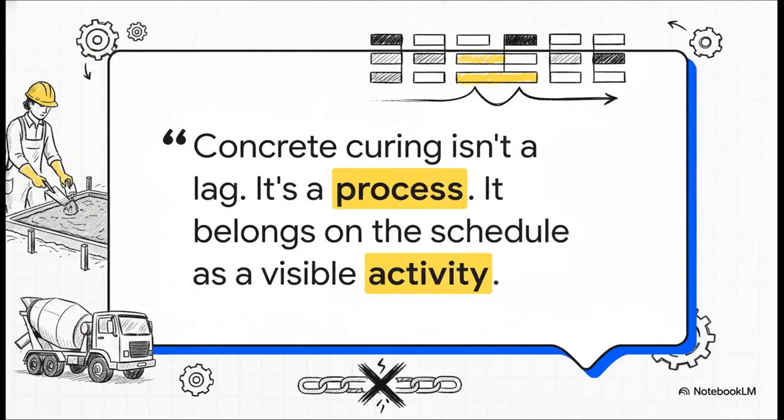And this quote just nails it. Think about it. You pour concrete, and then it needs to cure for, let's say, 7 days. That 7-day cure time isn't a lag. It's a critical physical process. The concrete is working. That needs to be its own activity on the Gantt chart so everyone can see it, track it, and plan around it. Hiding it as a lag just creates invisible risk.